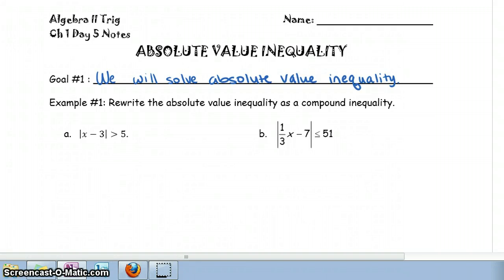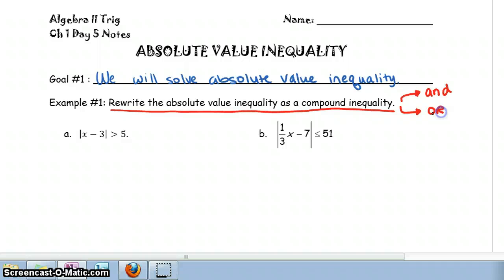Hi, in today's lesson we will solve absolute value inequalities, and before we get too deep, we want to go ahead and rewrite these absolute value inequalities as a compound inequality. A compound inequality is two inequalities that are combined with either the word and or or. An and inequality is when there's a less than or equal to symbol with the absolute value, and an or is when it's greater than or greater than or equal to.